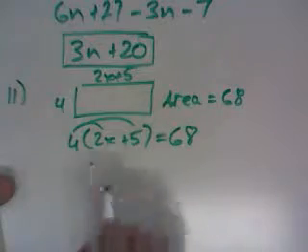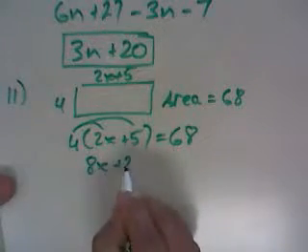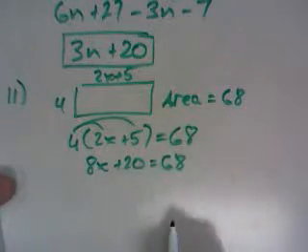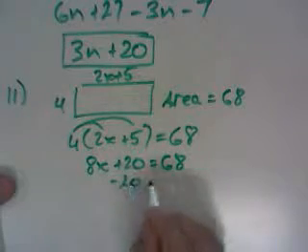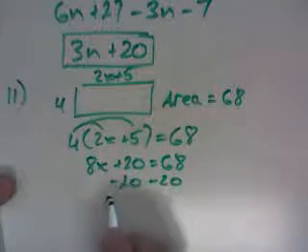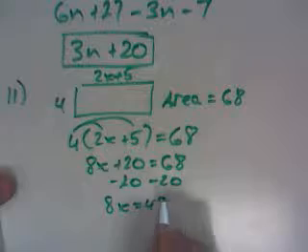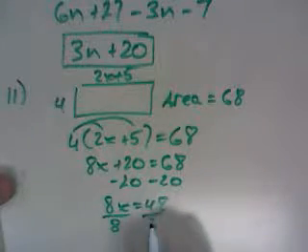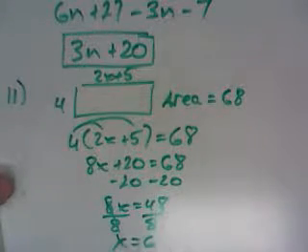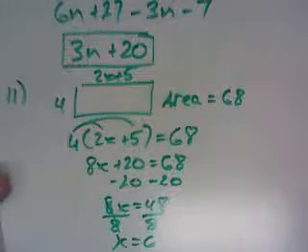We can get rid of the parentheses by distributing the 4. This is going to be 8x plus 20 equals 68. And if we subtract 20 from both sides, then 8x will equal 48. And if I divide by 8, then x is 6.